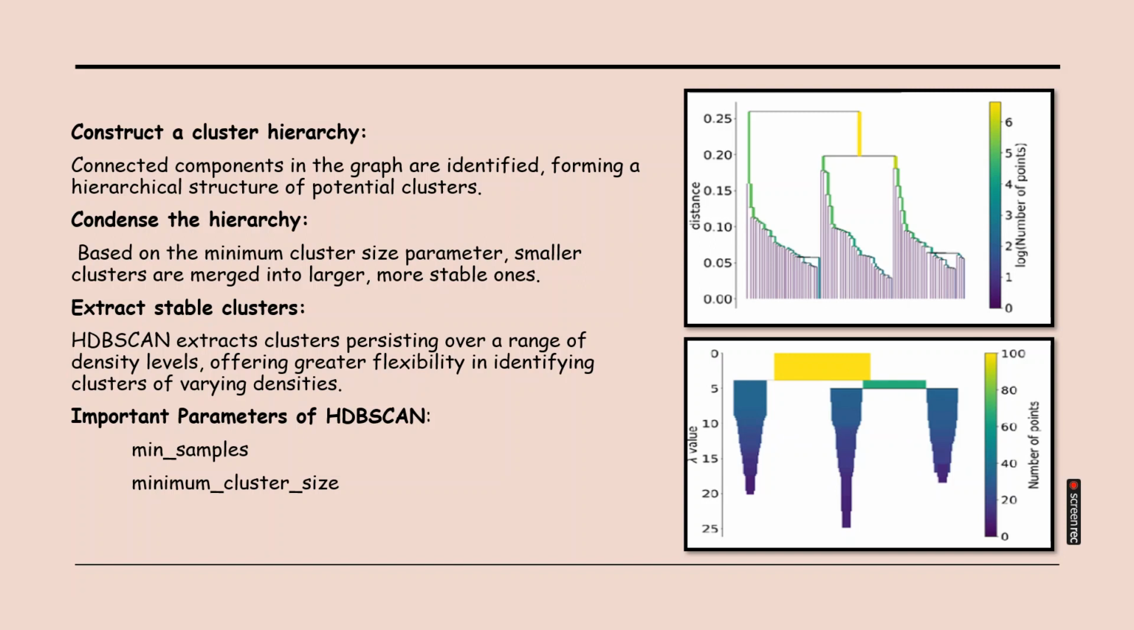The important parameters of HDBSCAN are min samples and minimum cluster size. It is advisable to give min samples and minimum cluster size to get results in HDBSCAN in an effective manner.